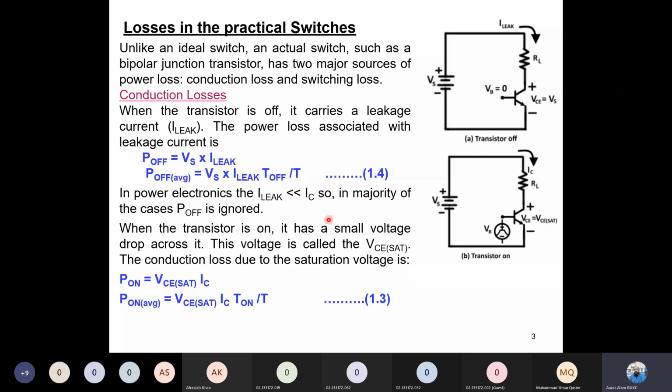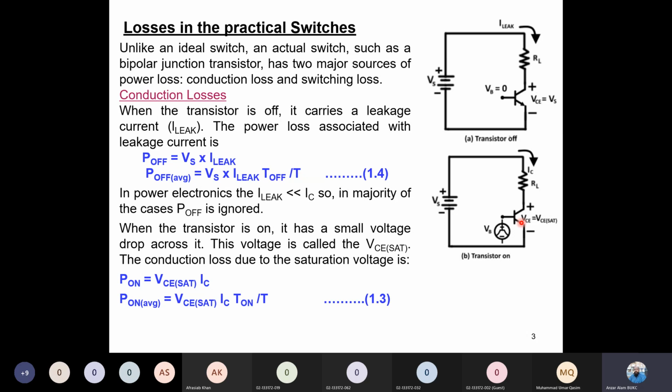So equation number 1.4 or 1.3, you should remember these are the important equations, and these can be used for the calculation of the conduction losses. So now you are familiar with the conduction losses. What are the conduction losses? The conduction losses are the losses when the practical switch is off or when the practical switch is on.